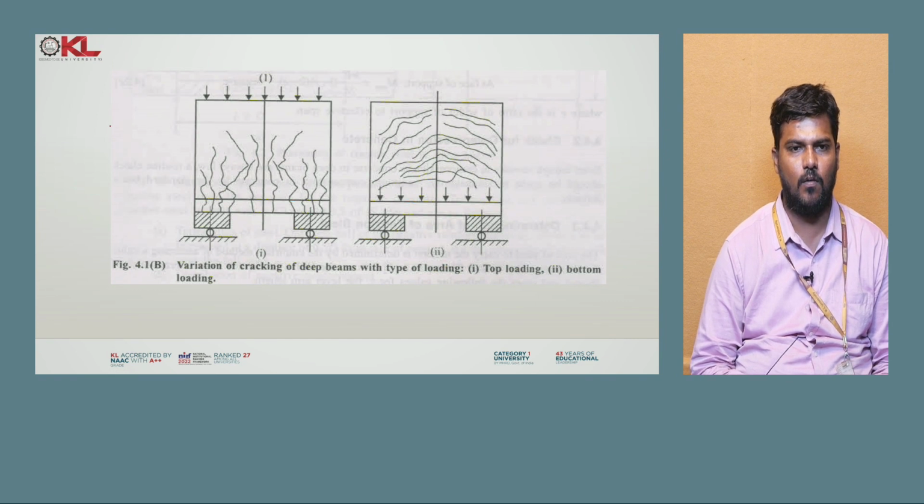And you can see here the variation of cracks in deep beams with top loading as well as bottom loading. If you take the top loading, we get flexural cracks arising from the center portion of the beam. Whereas in the second one, with bottom loading, you will get shear cracks which spread throughout the beam. So with the top loading you get flexural cracks, whereas with the bottom loading you get shear cracks. That is the main difference between top loading and bottom loading. Again, depending upon the design consideration, it may vary with the type of slab as well as the type of loading.